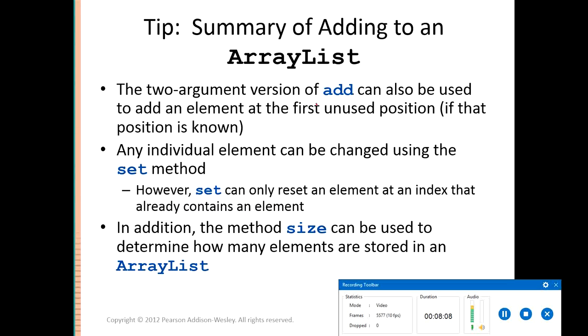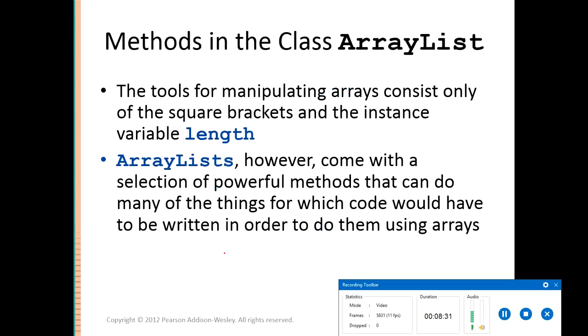The 2 argument version of add can also be used to add an element at the first unused position if the position is known. And an individual element can be changed by using the set method. However, set can reset the element. It does not add, it just changes the element at a particular index position. The method size can be used to determine how many elements are there.